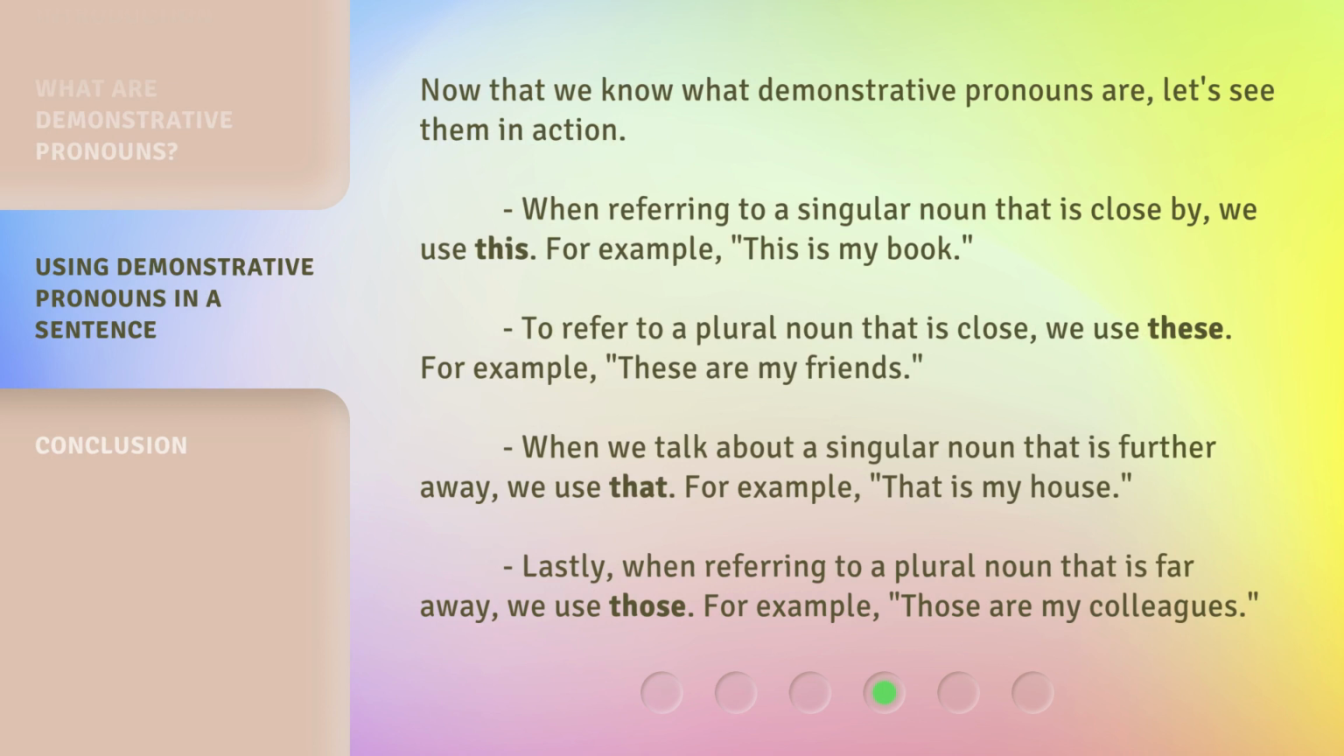Now that we know what demonstrative pronouns are, let's see them in action. When referring to a singular noun that is close by, we use this. For example, this is my book. To refer to a plural noun that is close, we use these. For example, these are my friends.